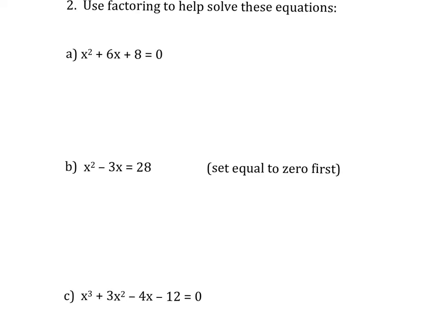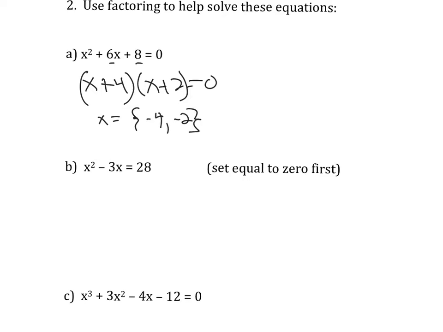Okay, first one, well, this is a sums and products. Two numbers that multiply to 8 and add to 6. No problem. We get x plus 4 times x plus 2 is equal to 0. And that means that our two solutions are x equal to negative 4 and negative 2. That's our solution set.